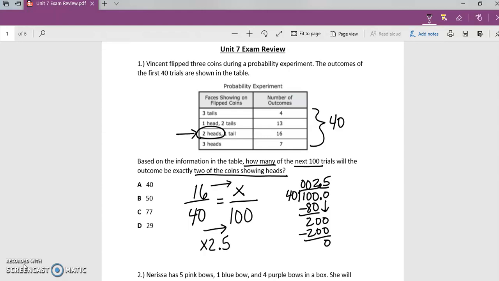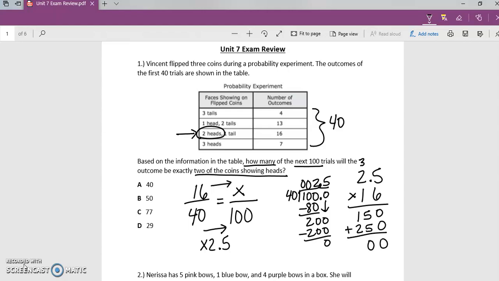So up here, I also have to multiply by 2.5. So 2.5 times 16. 5 times 6 is 30, carry the 3. 5 times 1 is 5, plus 3 more is 8. Start with a 0 on the second row. 2 times 6 is 12, carry the 1. 2 times 1 is 2, plus 1 is 3. Now I just add them together.